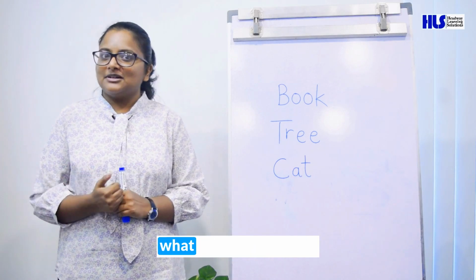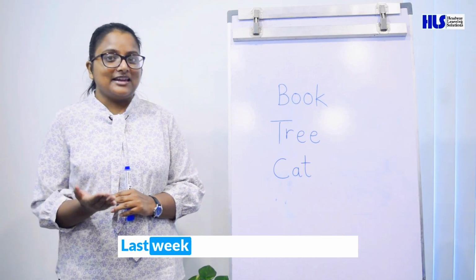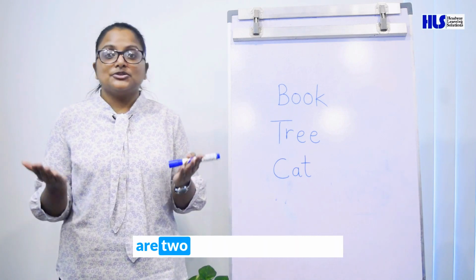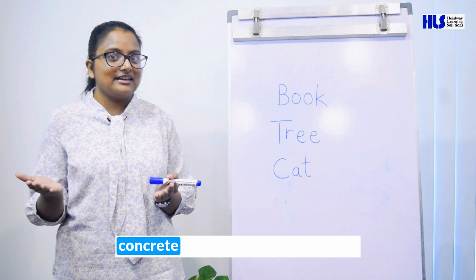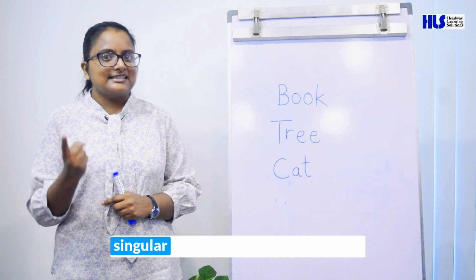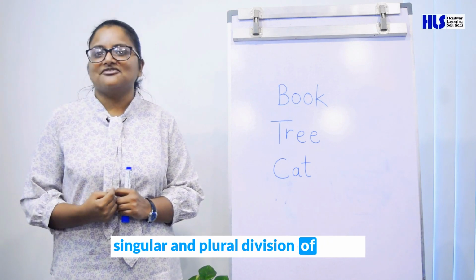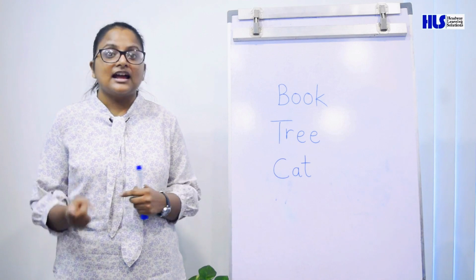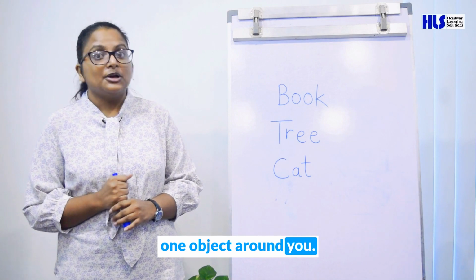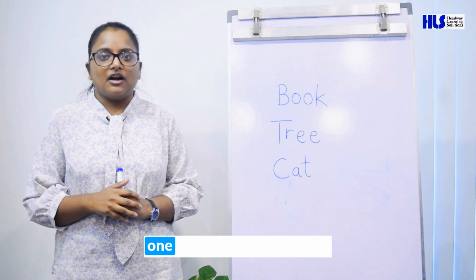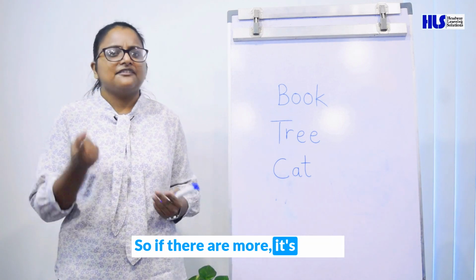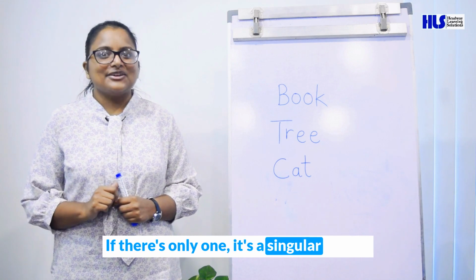So, do you remember what we did last week? Last week, we gave an introduction to nouns and we learned there are two categories of nouns: concrete nouns and abstract nouns. So, today we are going to learn the singular and plural division of nouns. So, what is it? Singular means there's only one object around you. Plural means there's more than one object to be identified. So if there are more, it's plural. If there's only one, it's a singular object.